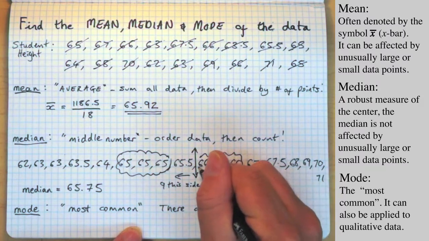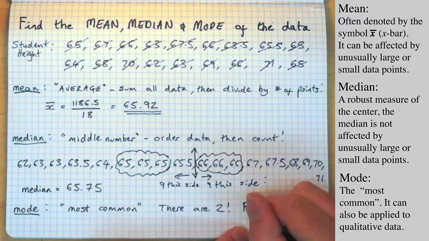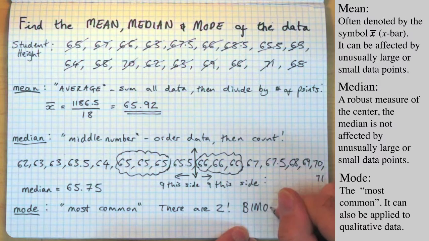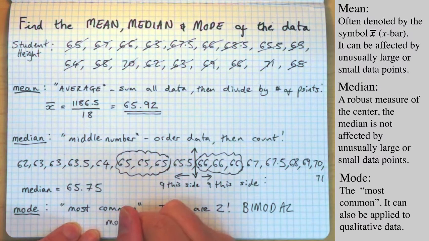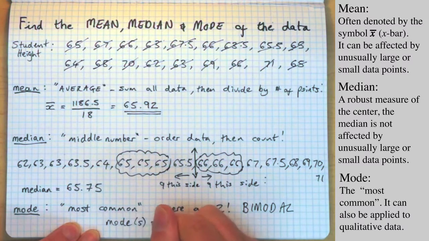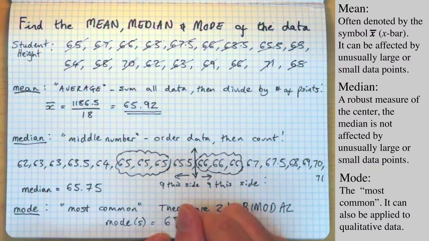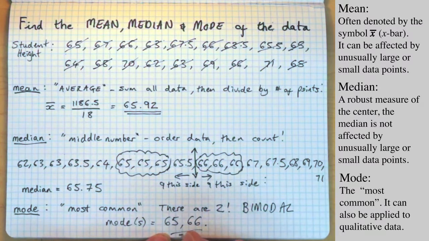Also be aware that there may be more than one mode. If this is the case, it might be a good idea to list all of the modes. Data can be bimodal, meaning two modes, trimodal, meaning it has three modes, or multimodal, meaning it has lots. In this case, you can see we have two modes, so our data is bimodal. Okay, so that's a quick overview of mean, median, and mode.